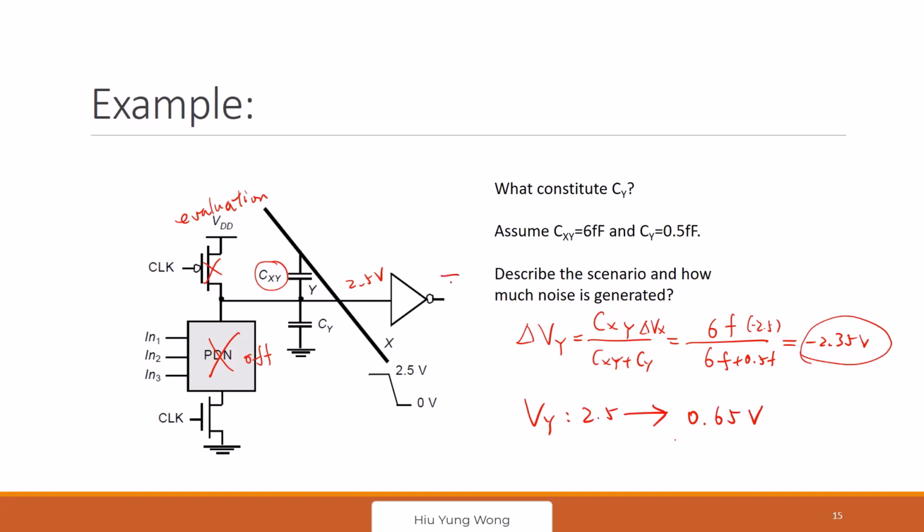Then, if this is C, then Vc will go from 0 to 2.5. And then corrupt the next stage. Right? Because the next stage was expecting 0. But because of this coupling, this becomes 2.5. And then the next stage will get discharged if it is a dynamic logic. And then everything is gone. Right. Any questions? Is that clear?